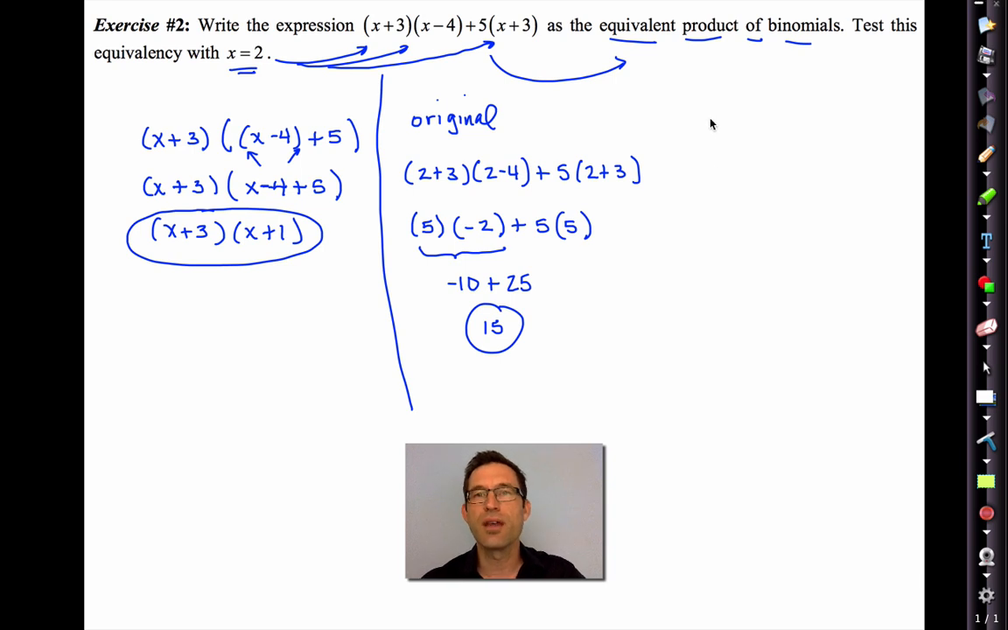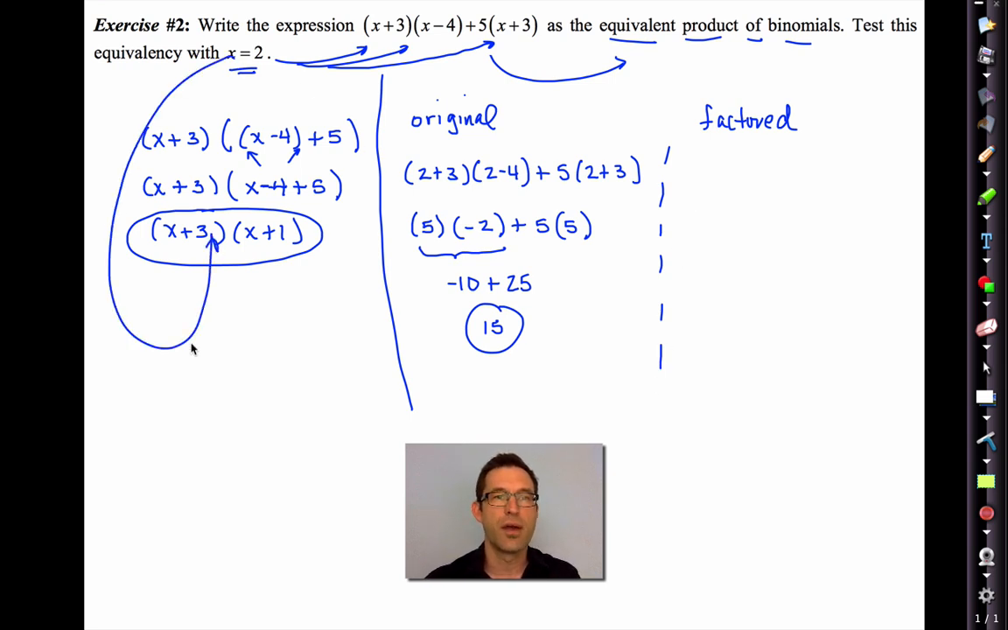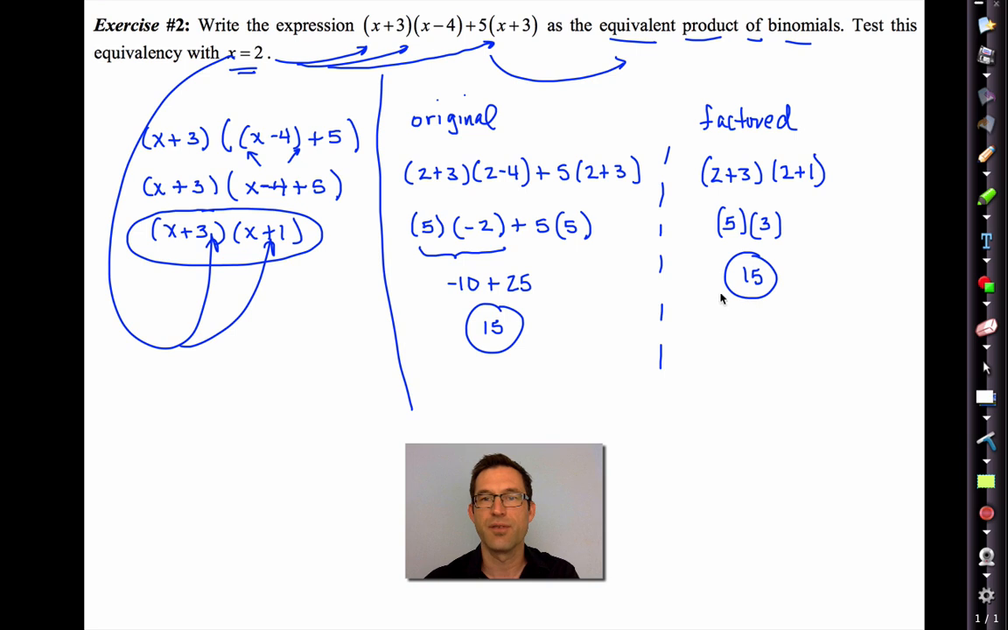So let's now take a look at our factored form. Maybe put little dots there. So now I'm going to take that x equals 2 and plug it in here. So let's take a look. I've got 2 plus 3 in the first parentheses and 2 plus 1 in the second. 2 plus 3 is 5. 2 plus 1 is 3. And of course, 5 times 3 is 15.